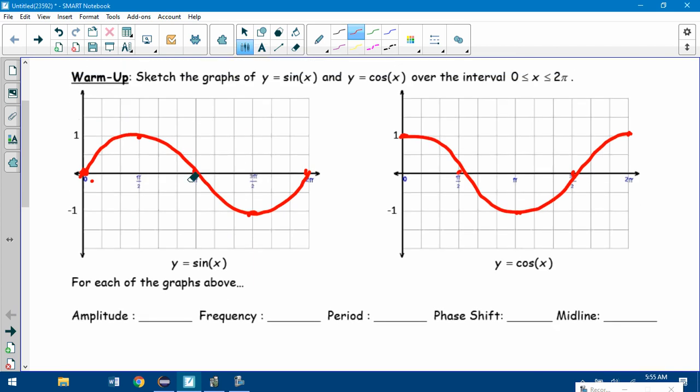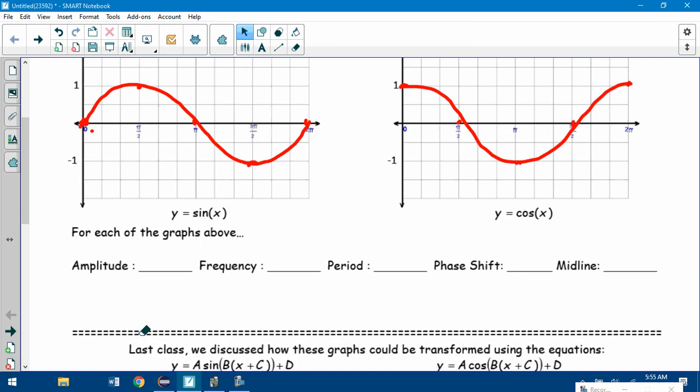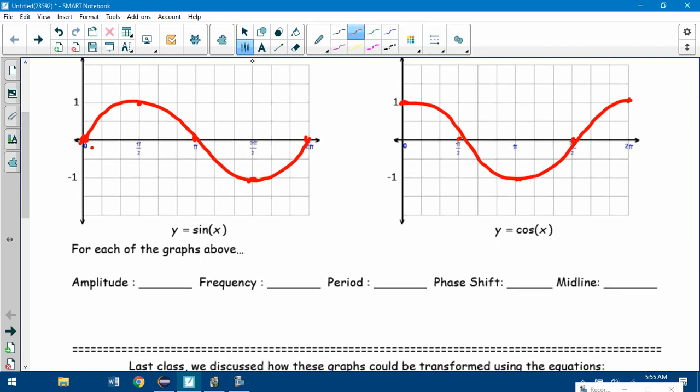Okay, now for both of them, these values are the same. Amplitude, there are a couple ways to think about it. One way you'd want to think about it is max minus min divided by 2. The maximum value in both graphs is 1. The minimum is -1, all divided by 2. So that's 2 over 2. That's why the amplitude is 1.